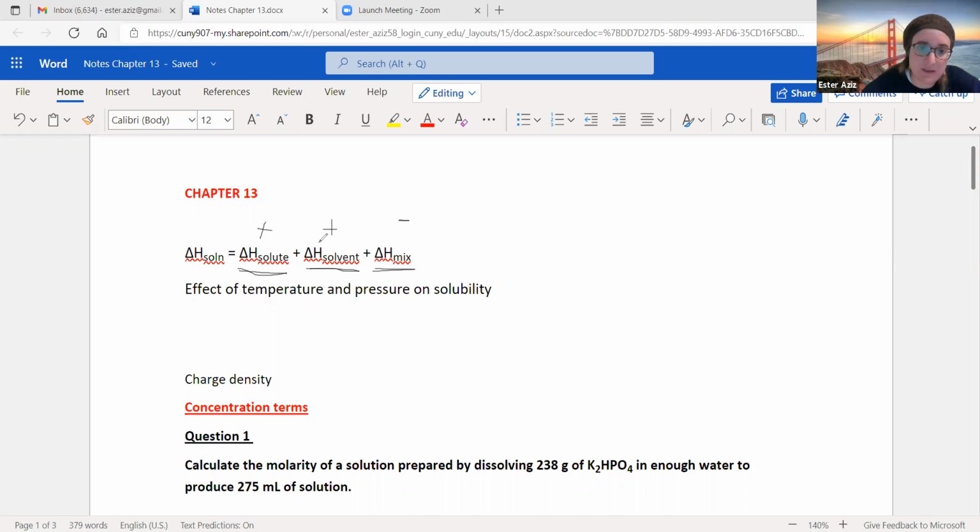Very often you see these last two terms, delta H of the solvent and delta H mix, grouped as one. It's called delta H of solvation.